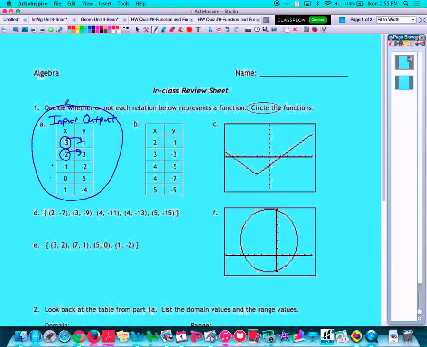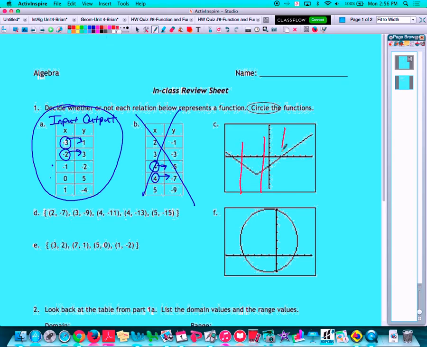We'll circle that one. B, you'll notice that we have a situation here where an input of 4 sometimes gives us an output of -5, but an input of 4 also gives us an output of -7. So that's a problem on whether or not this is a function. So this would not be a function because the input of 4 has more than one output.